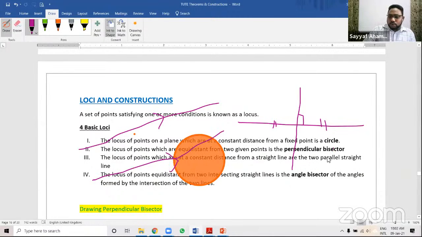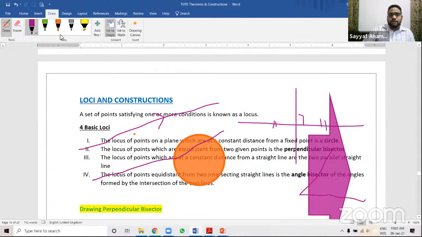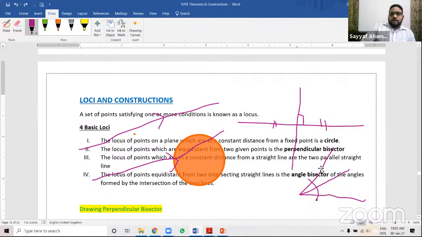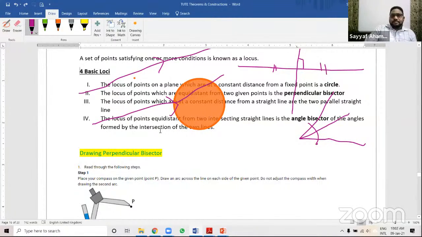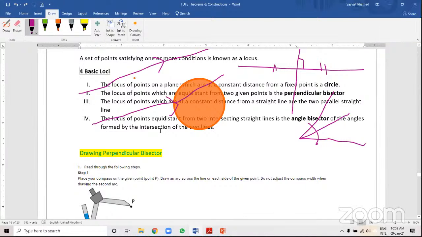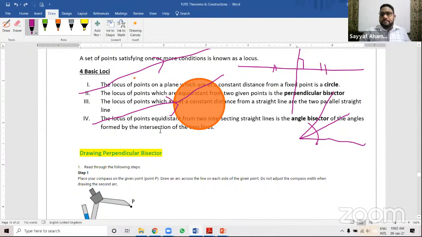And also you should know how to draw an angular bisector. We have an angle here and we are bisecting it into 2, right? We will look at this individually one by one. Cool. So that is about the 4 very basic loci: your perpendicular bisector, circle, angular bisector or angle bisector, and the parallel line segment, the pair of parallel line segments.